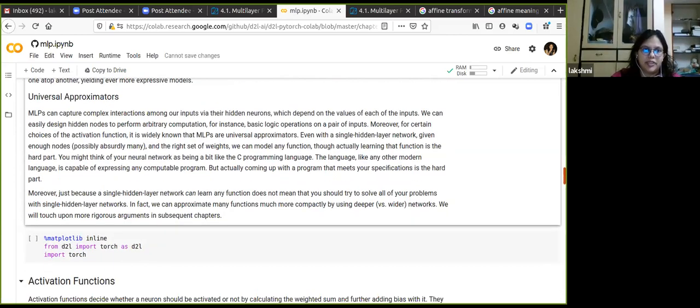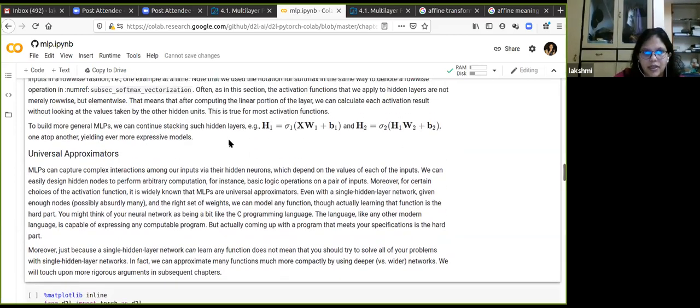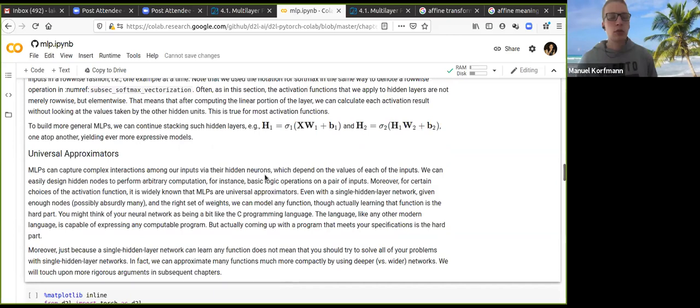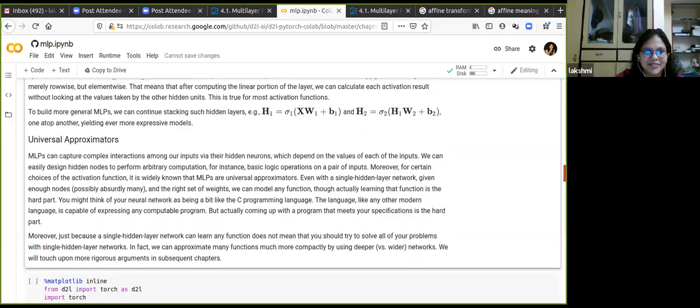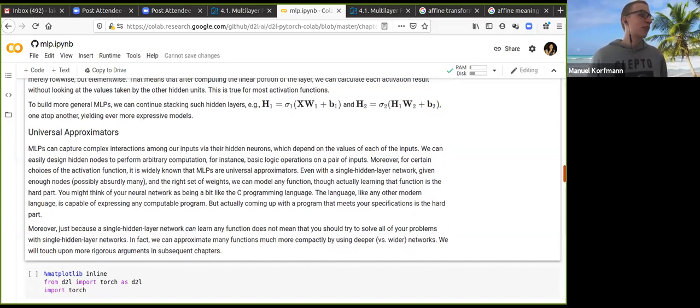On top, yielding more expressive models. Can you continue? Expensive models is like, I don't know, Heidi Klum, is an expensive model.